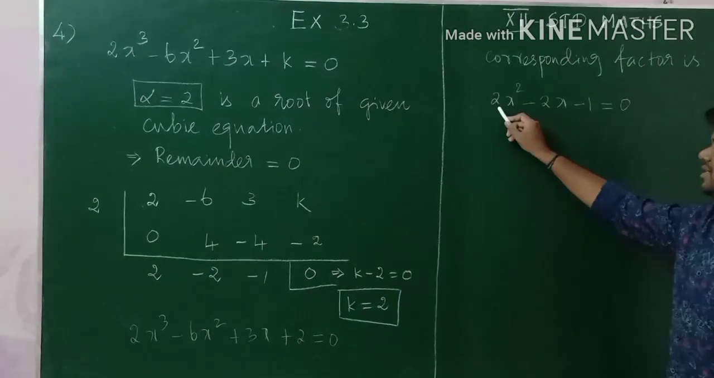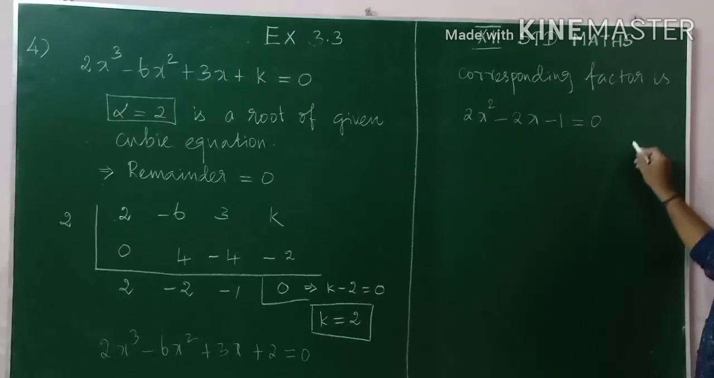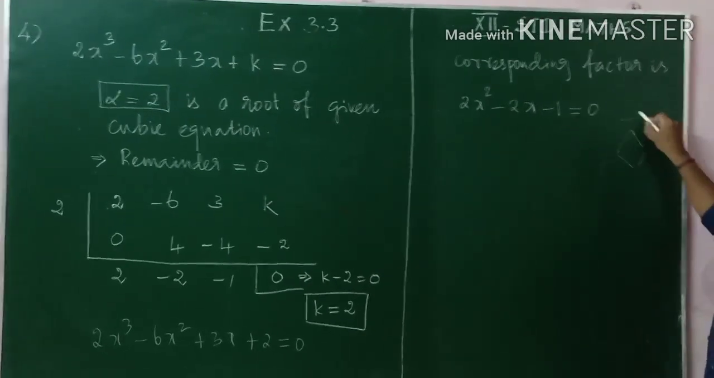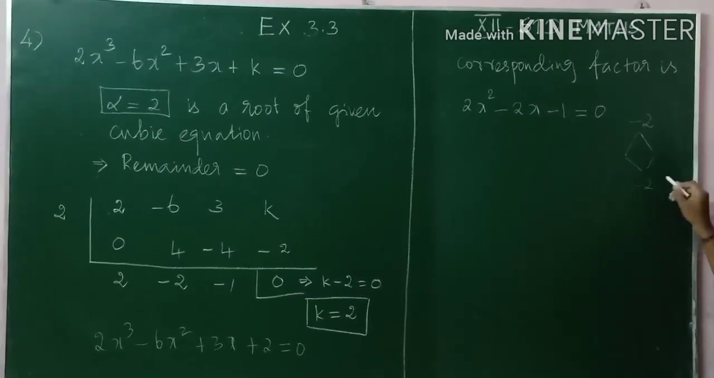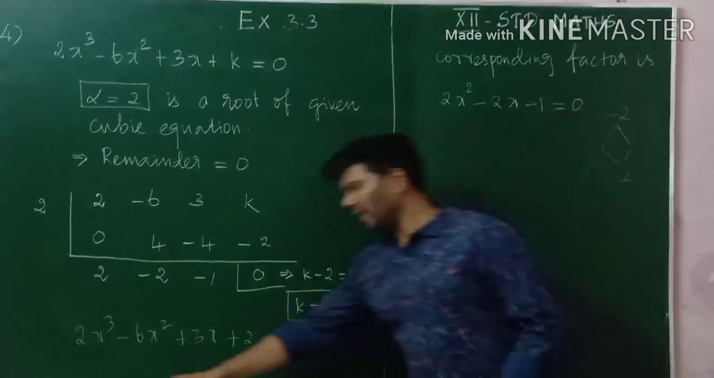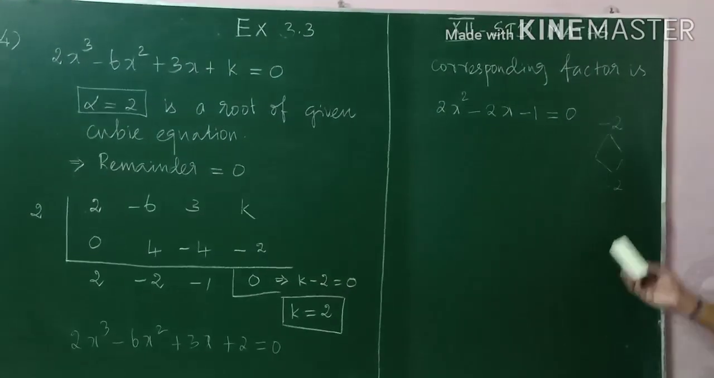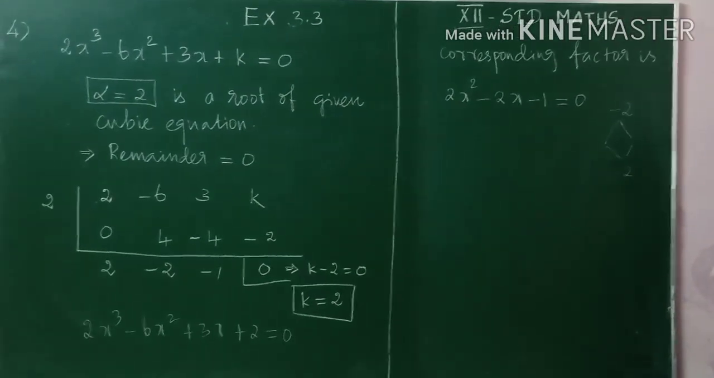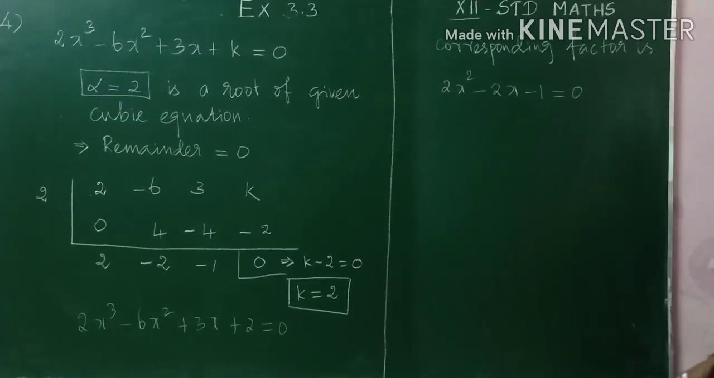So how do we factorize this? Take the coefficient of x square, multiply with the constant term. 2 into minus 1, minus 2, and the coefficient of x is minus 2. We need two numbers that multiply to minus 2 and add to minus 2. So we have no possibilities. So for that we can use the quadratic formula.